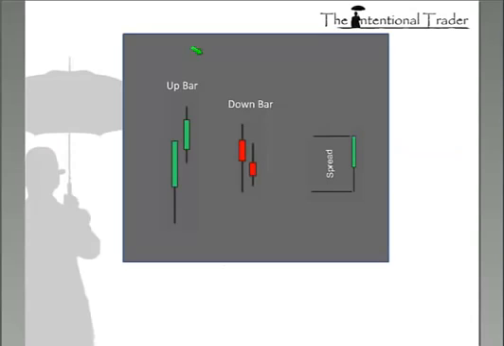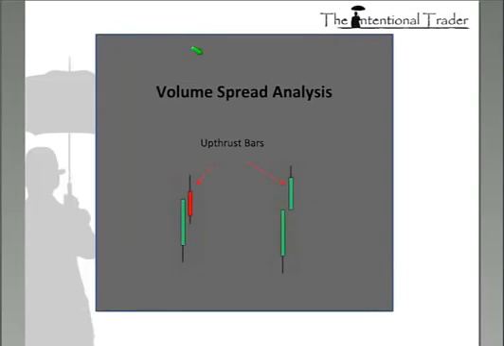Okay? So something that we need to be looking for while we're trading this. We need to know the difference between an up bar, where price continues to close up, a down bar, where price is continuing to close down, and the spread of a bar, which means the high and low of the bar, not just the open and close of the bar, but the high and low of the bar and the close of the bar. Okay, so those are very important to us.